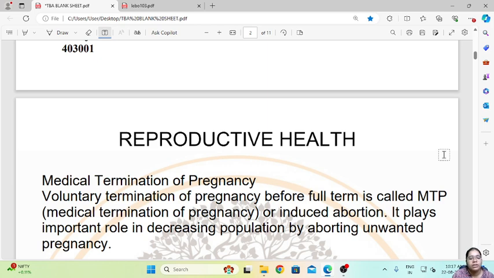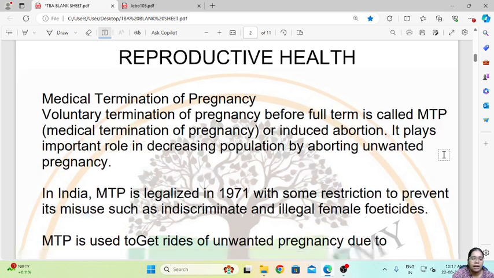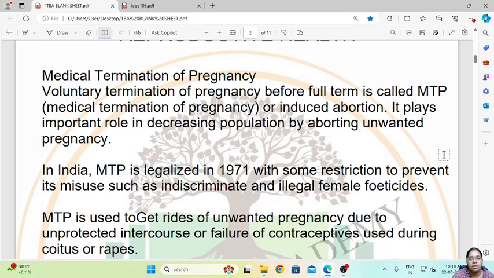So voluntary termination of pregnancy before full term is called MTP, that is medical termination of pregnancy or induced abortion. It plays an important role in decreasing population by aborting unwanted pregnancy. In India, MTP was legalized in 1971 with some restrictions to prevent its misuse, such as indiscriminate and illegal female feticides.